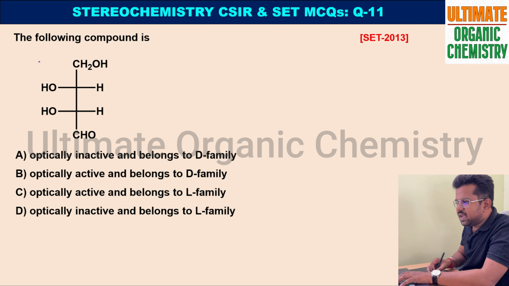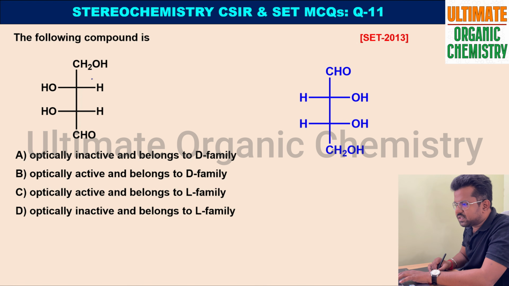Question number 11. In the following compound, they have given a compound, and the options are: optically inactive belongs to D family, optically active belongs to D family, optically active belongs to L family, optically inactive belongs to L family. Okay. So if you want to solve the question, you need to convert this Fischer projection into this one, because the most oxidizable group should be present at the top. Aldehyde is the most oxidizable group among all the three groups, so this has to be present at the top. Now, with this structure, we need to find out the answer.